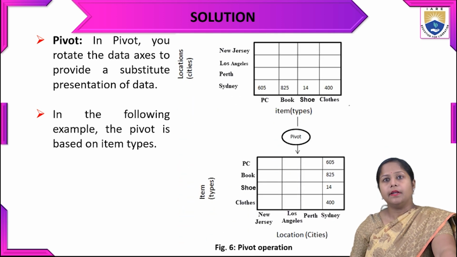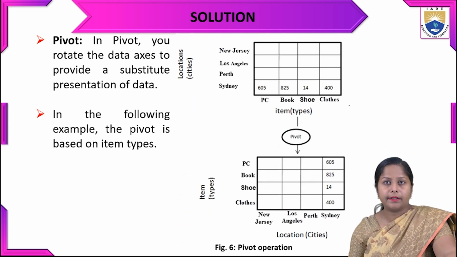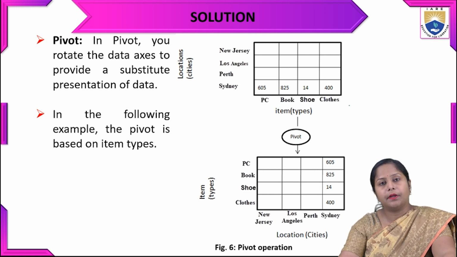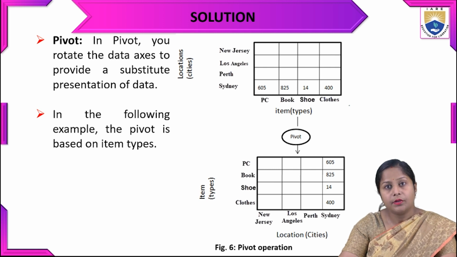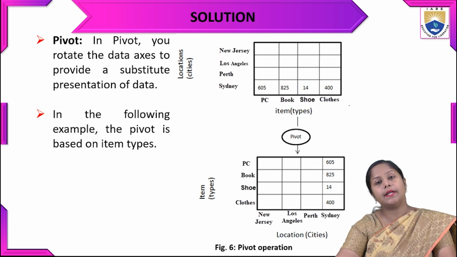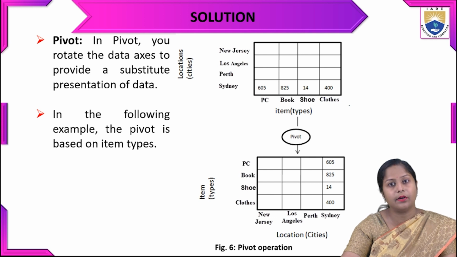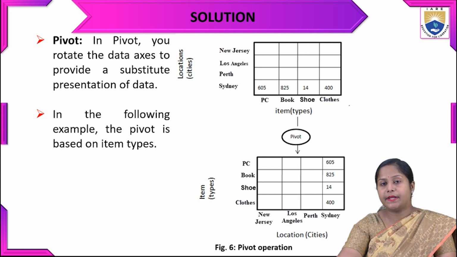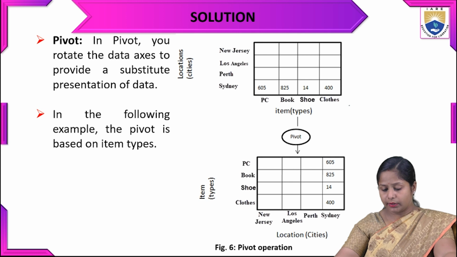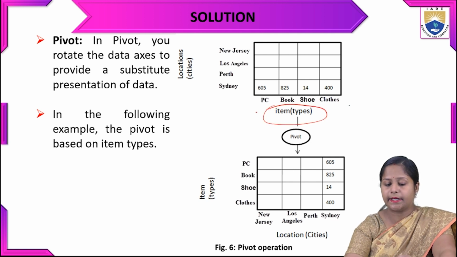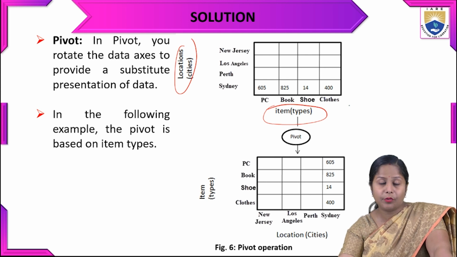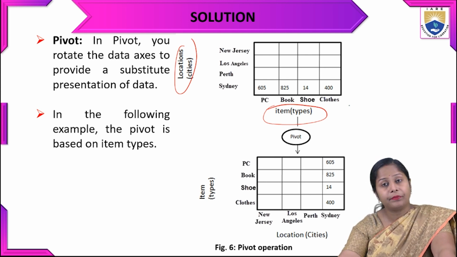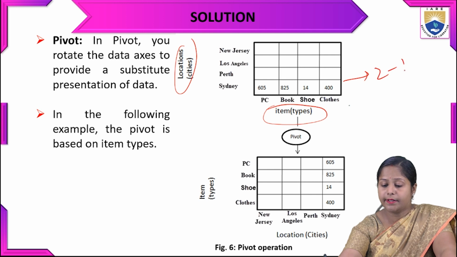Now the pivot. In the pivot we can rotate the data axes, which provides an alternative presentation of data. In the following example, the pivot is nothing but the rotation of data. The pivot is based on the item types. Here we have seen the item types and location city. Now we are going to pivot that particular data cube, which is a 2D cube.